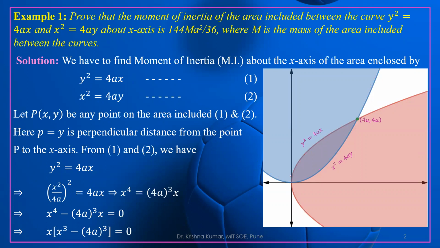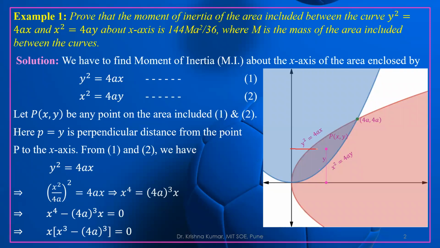If you simplify this, it will be what? If this is 0, 0 and this point is 4a, 4a, we will see how we get this point. Let us take any point P(x, y). So from this point, this distance is y, and this distance will be x.